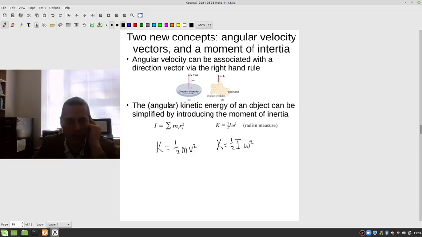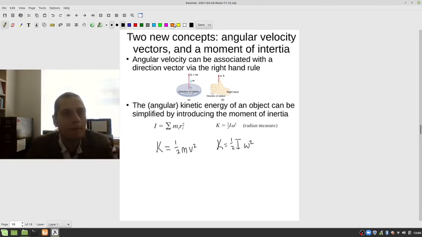So this v in a spinning object is different for every single radius. So out here the v is bigger than in there. This omega is the same for the whole spinning object. So all of the differences in the velocities are taken into account in this strange new concept, the moment of inertia, or the rotational inertia, same thing, that has units of kilograms times meters squared.